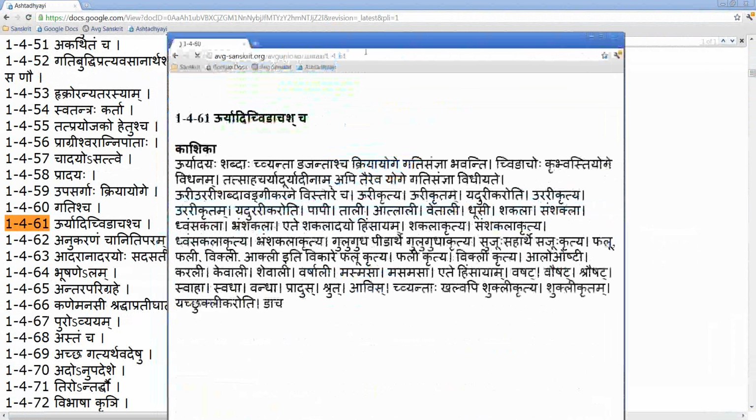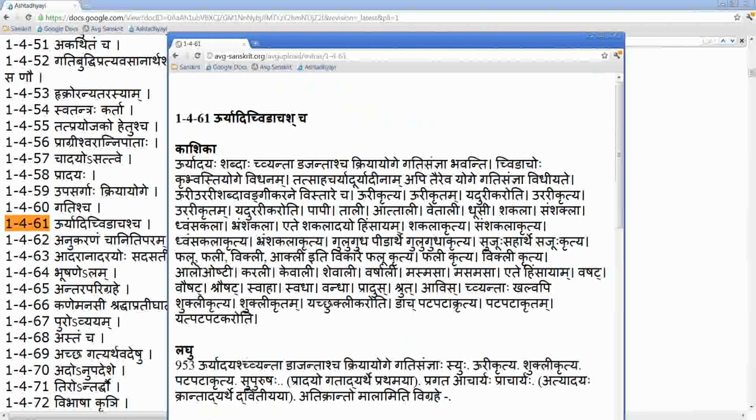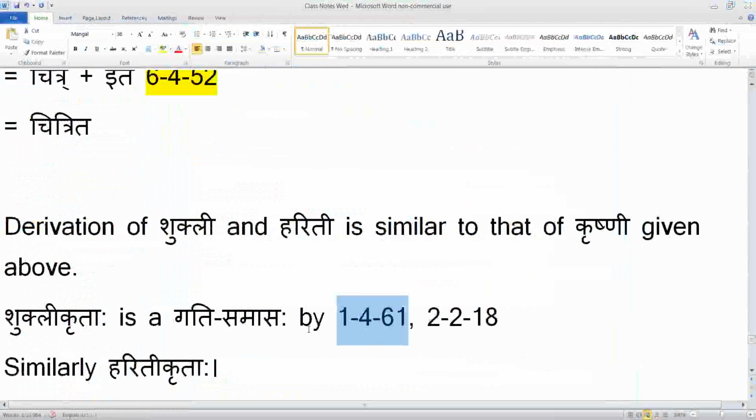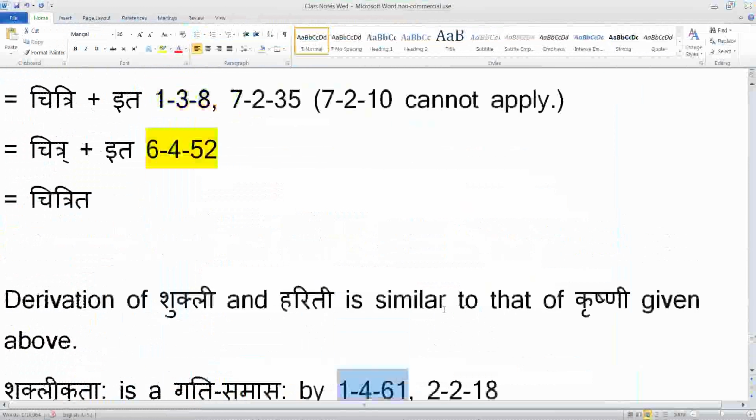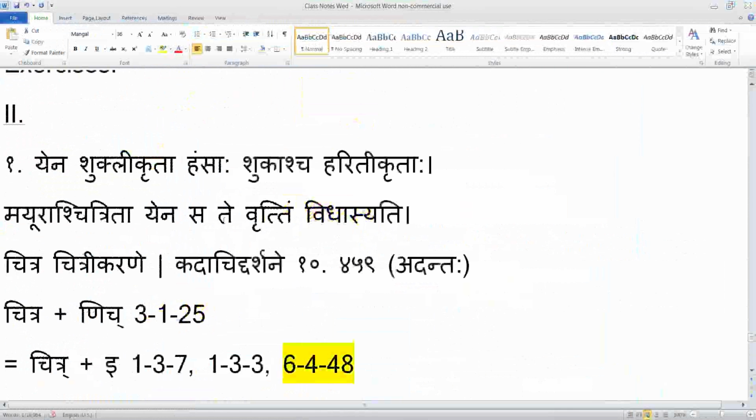Uryadi Chvida Chascha. Uryadayaha Chviyantaha. Dajantash Kriya Yogi Gati Sanyasyo. So just come here. We got the Gati Sanya, then got the Gati Samasa by 2 to 18. So by whom? The swans were transformed into white, basically whitened. In English we say whitened. When the swans were whitened, the parrots were made green.